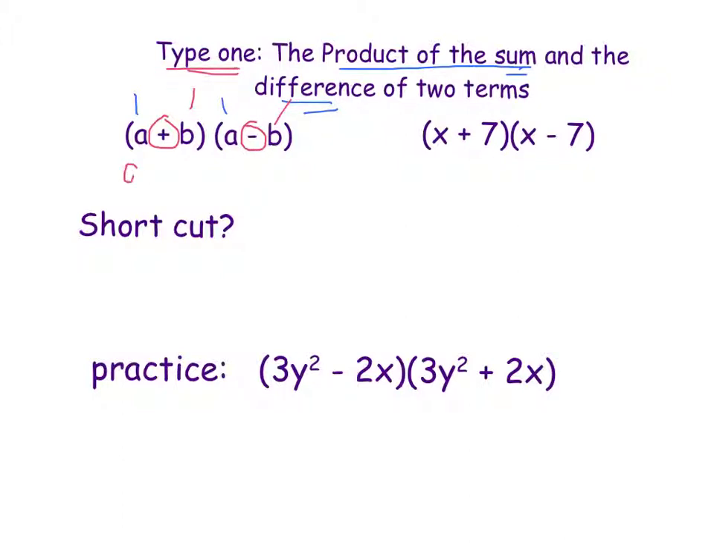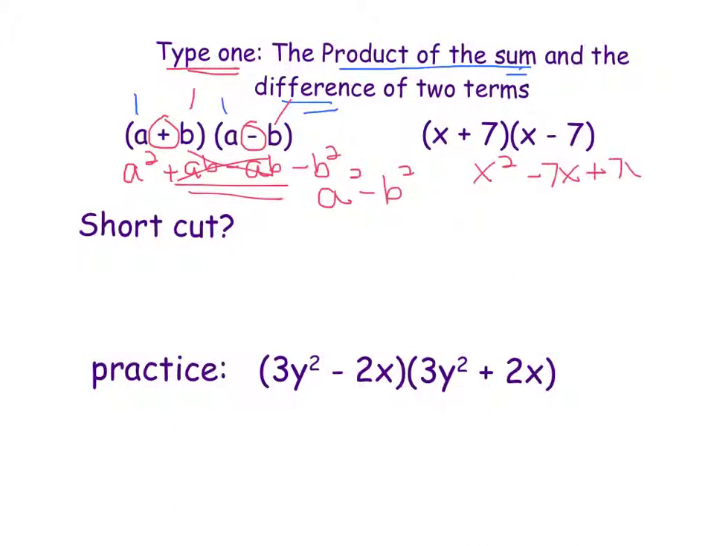And I hope what you found out is when you do the first, outer, inner, last, the outer and the inner cancel each other out. So you're left with the square of the first minus the square of the last terms. So first, outer, inner, last. The middle terms always cancel out for this type of problem.